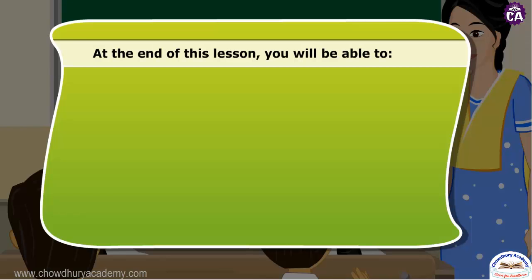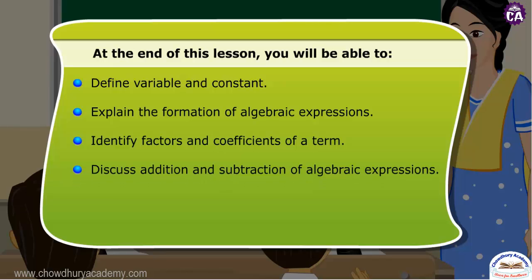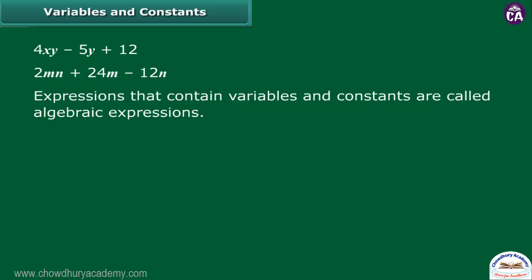At the end of this lesson, you will be able to define variable and constant, explain the formation of algebraic expressions, identify factors and coefficients of a term, discuss addition and subtraction of algebraic expressions, find the value of an expression. Expressions that contain variables and constants are called algebraic expressions.